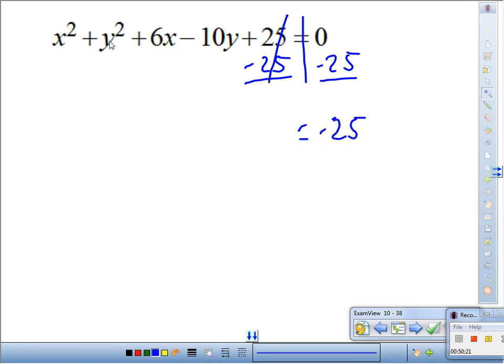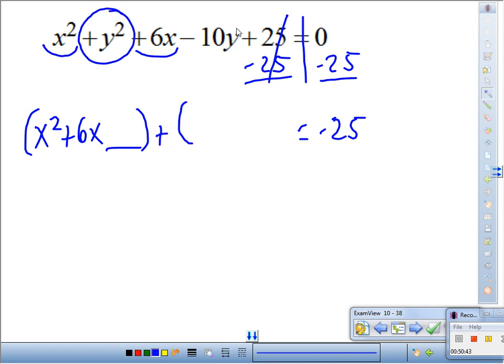For this side, I'm going to rewrite it, but I'm going to rewrite like variables. Variables that are the same kind. So what are the same kind? X squared and x. So I'm going to write those in parentheses, x squared plus 6x. And I'm going to leave an empty space there for the trinomial. Plus, what's my other one? Y squared and negative 10y. Leave an empty space for the trinomial.